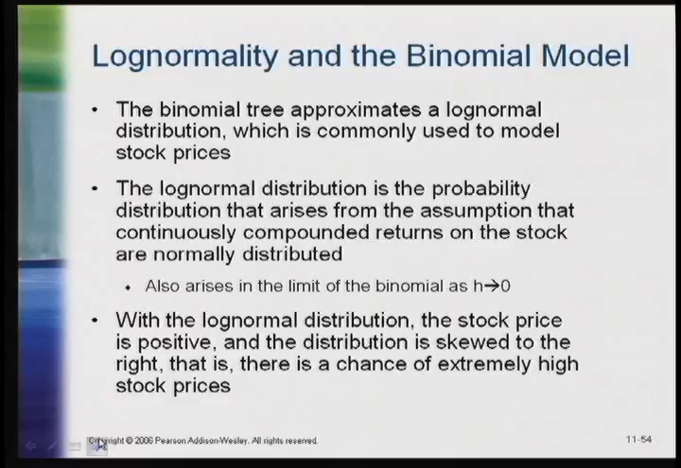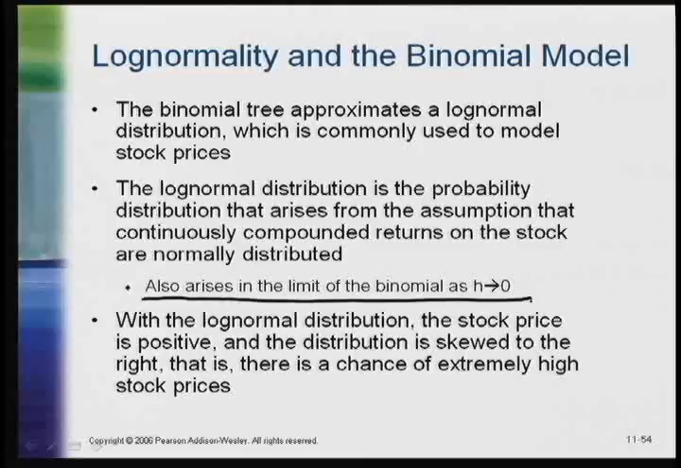I mentioned a minute ago that the binomial tree approximates the log normal distribution because binomial returns are an approximation to normal returns, and when I exponentiate normal returns, I get the log normal distribution by definition. And it arises in the limit as h goes to 0.